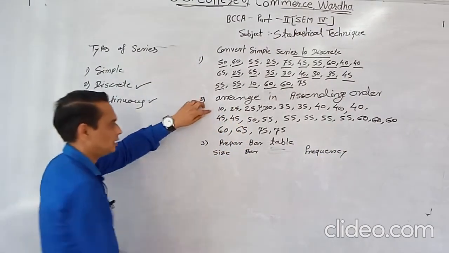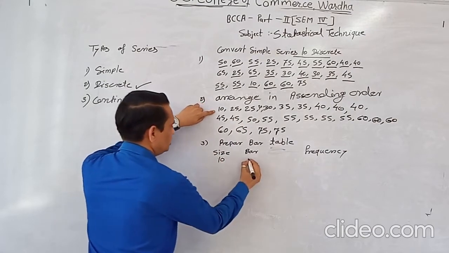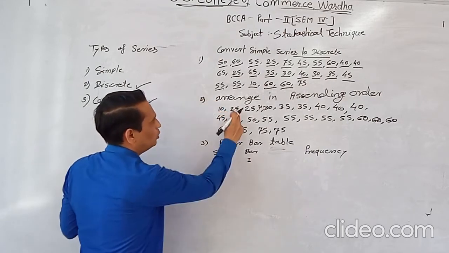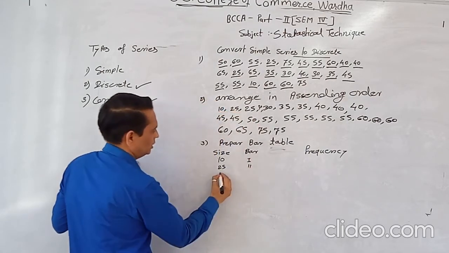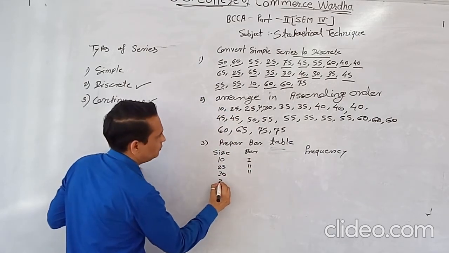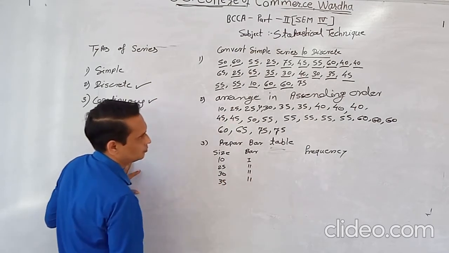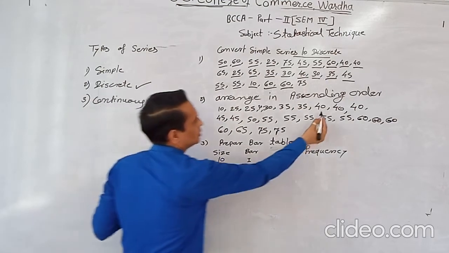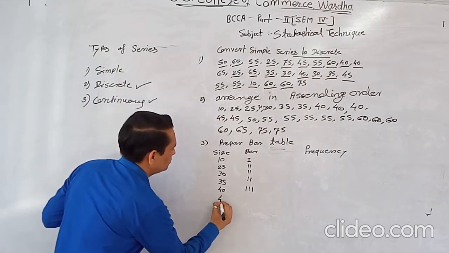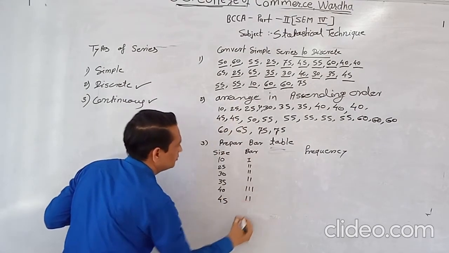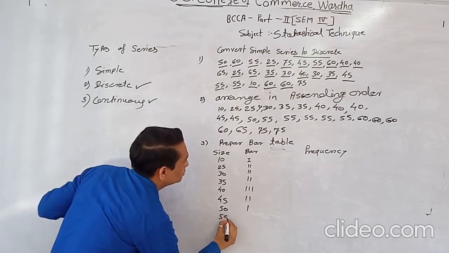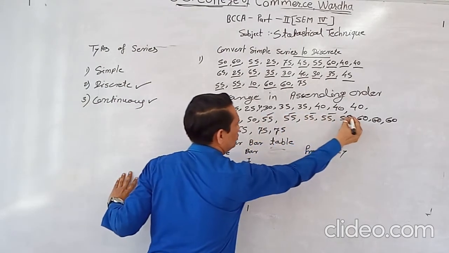The first value is 10, available one time. Again 25, we have 1 and 2. 30, we have 2 frequency. 35, again 2 times. 40 is 3 times available in the series. 45, 2 times. 50, 1 time. 55, 1, 2, 3, 4, 5 times.